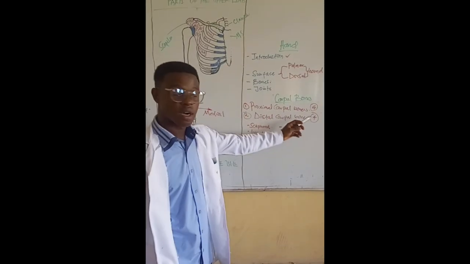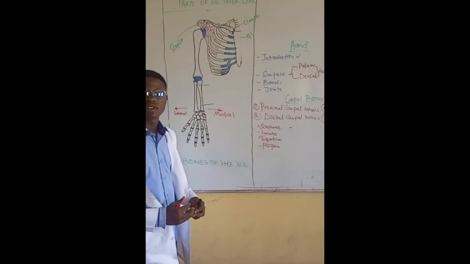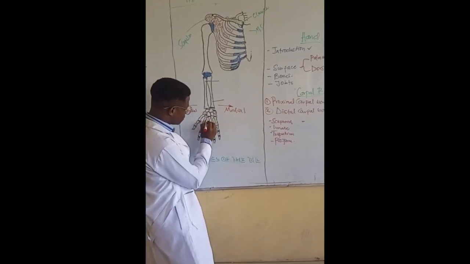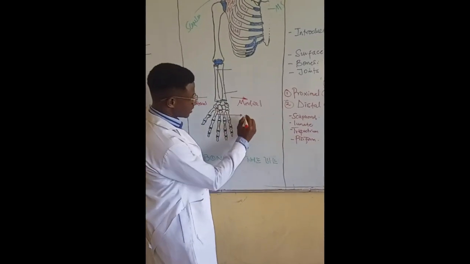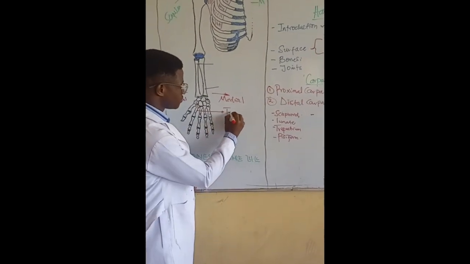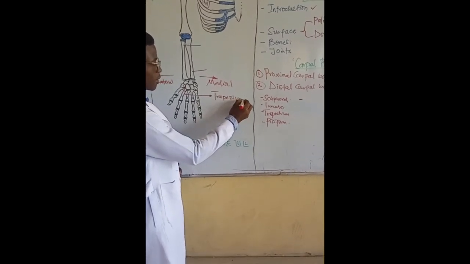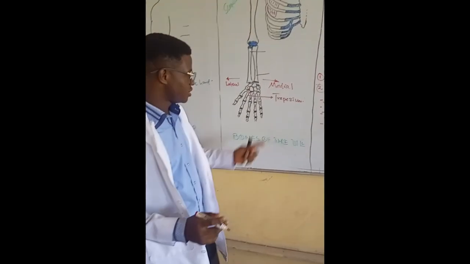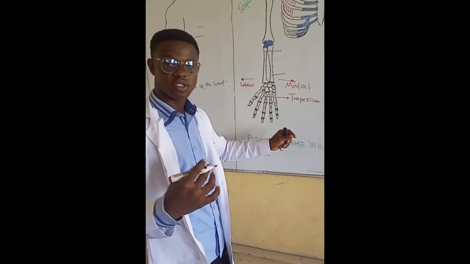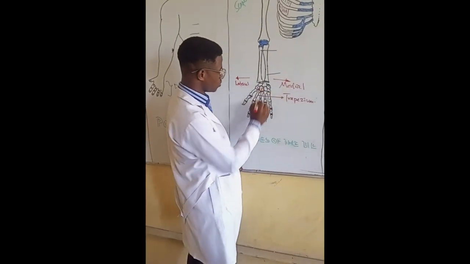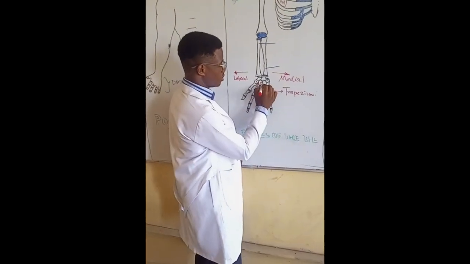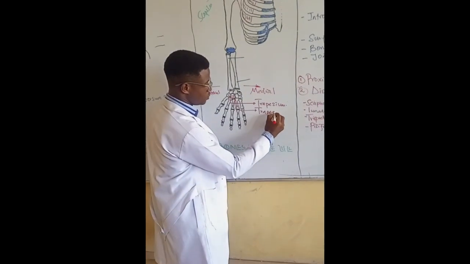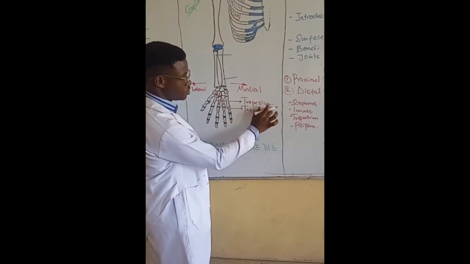The first bone of the distal carpal bones, from the lateral end, is the trapezium. So I will tag it as 1, and I will bring it down to this side. Then we have our trapezium. Now, the next bone that is medial to it is the trapezoid. I'll be tagging it as 2, the second bone. So we'll bring it down. Trapezoid.